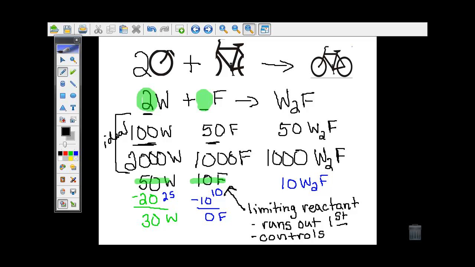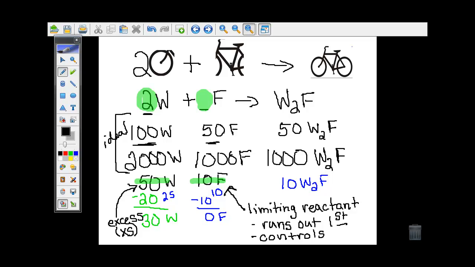Now, wheels over here, we had lots of wheels, so we call this our excess reactant, which I like to abbreviate XS. I know, that's cool. Almost like the band INXS. That was from my day.